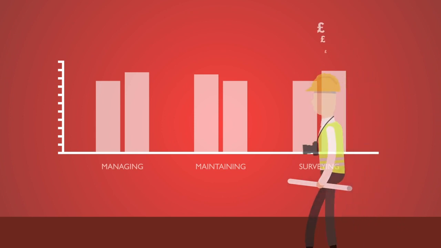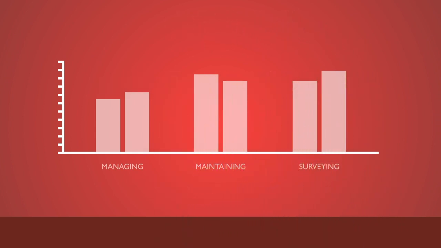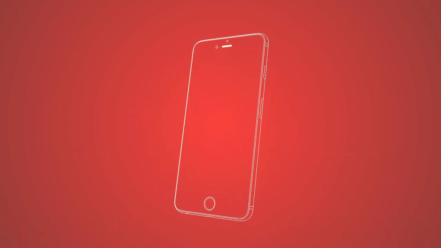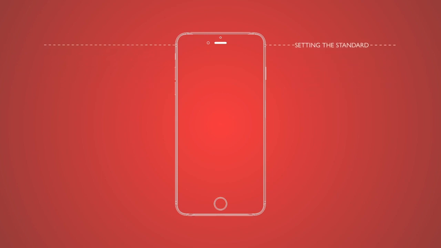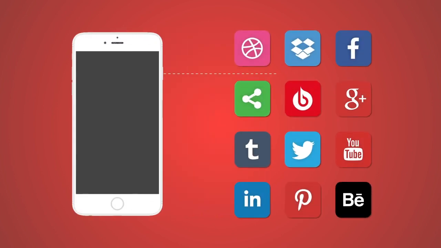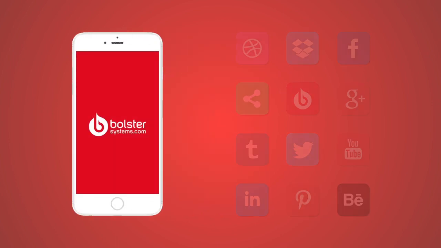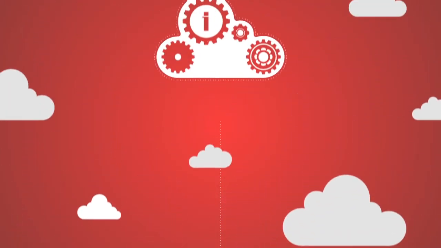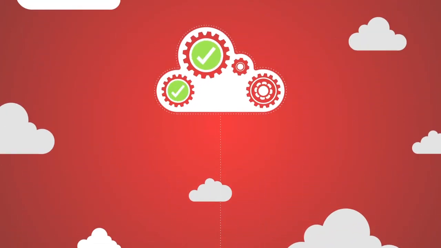Bolster eliminates the time and resource levels required to manage, maintain, and survey passive fire protection. Bolster Systems has been designed by fire-stopping professionals, setting the standard for the surveying and managing of passive fire protection. Surveyors and installers use an iPhone and Bolster app to undertake projects. All information is automatically uploaded to a cloud database, providing evidence of fire stop compliance.